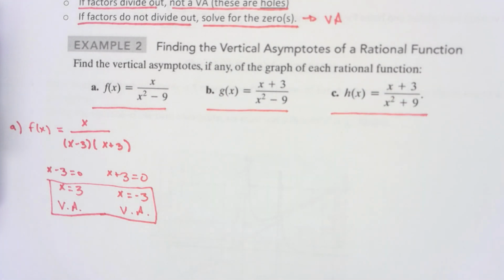Okay, and I'm going to have you all work through B and C, identify any vertical asymptotes or holes that you can find in B and C. You're going to do that on your own after you're done. Check with your group, see what they come up with.